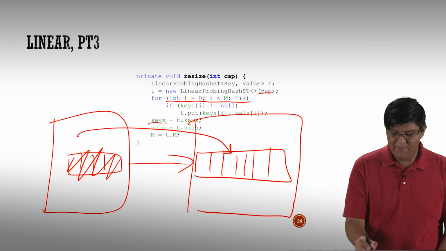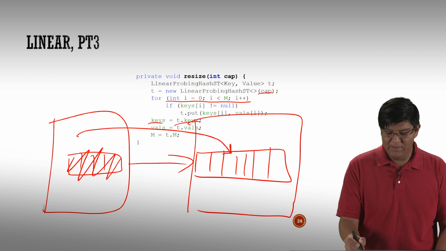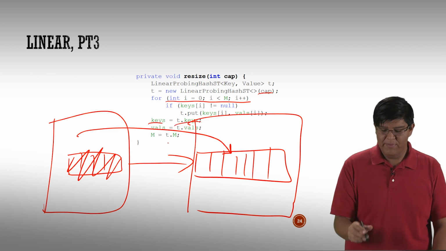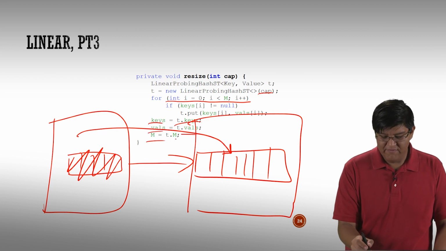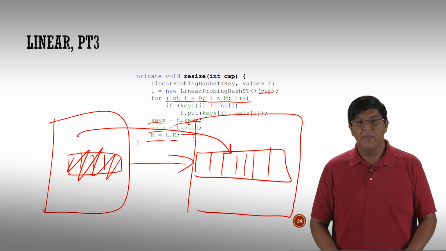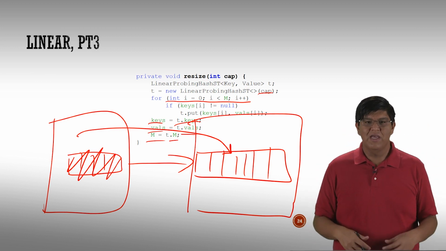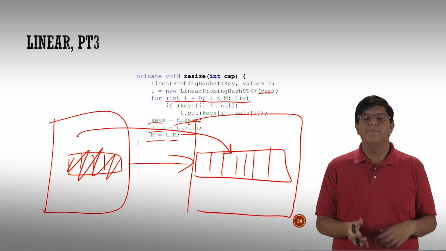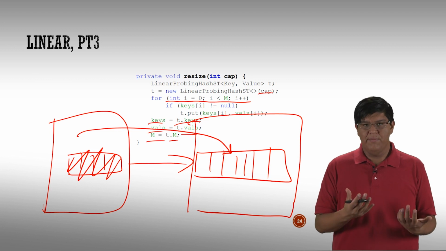Because here I'm forgetting about my keys. I'm taking the keys from the temporary one that I just built, right? That's what T stands for, the temp. Same thing for values. Same thing for M. So yeah, we resize. We don't really implement it. We just say build a new hash table, populate it, and then borrow the array that they set up.